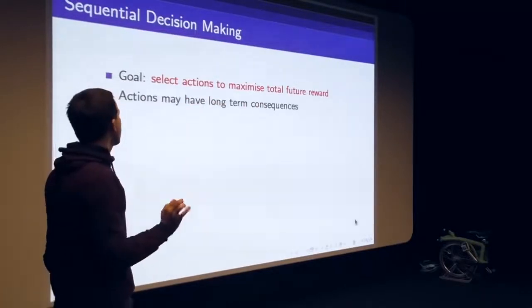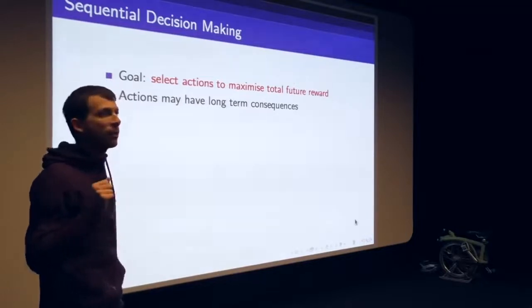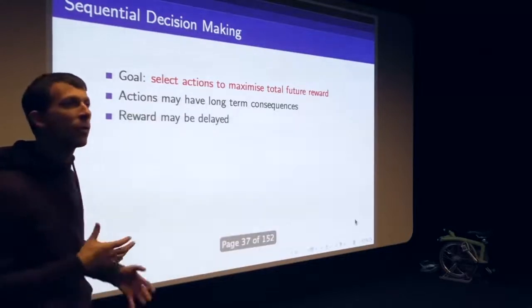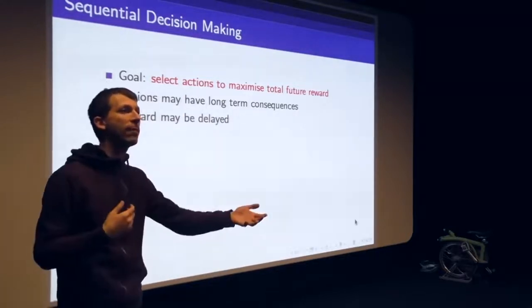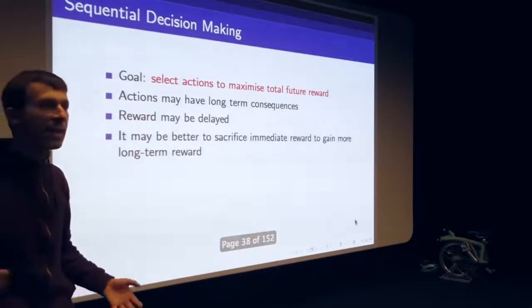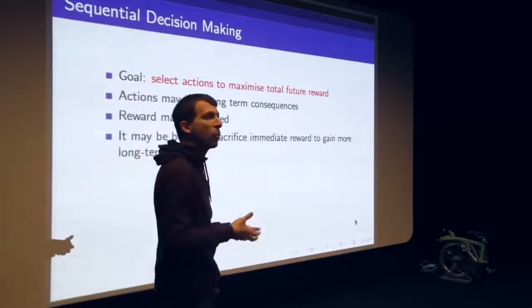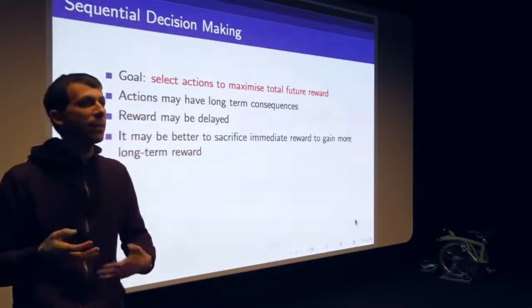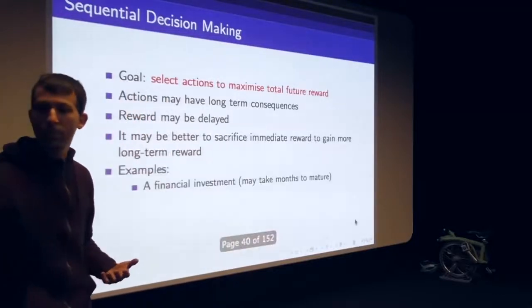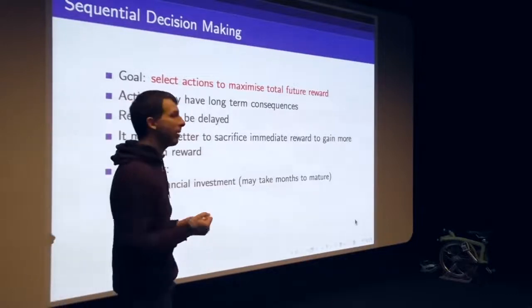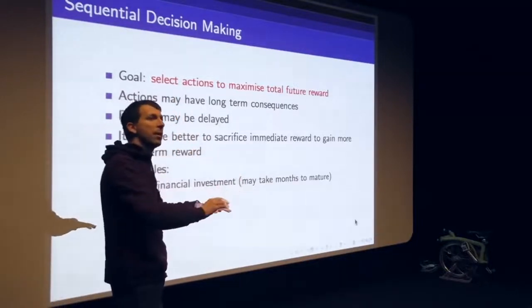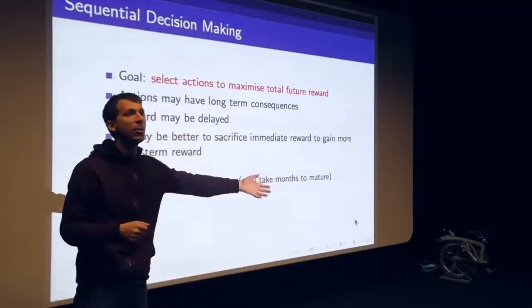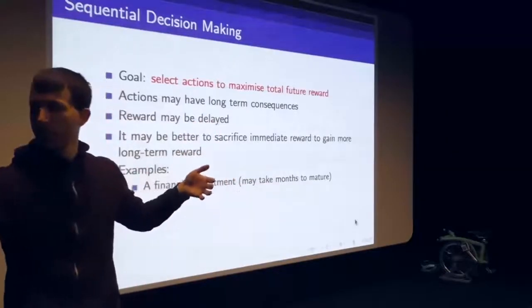And in particular, what that means is that we have to plan ahead, we have to think ahead, because actions may have long-term consequences, and the reward that we get might not come now, it might come at some future step, and sometimes that might even mean that you have to give up some good reward now so as to get more reward later. So you can't be greedy when you do reinforcement learning, you have to think ahead. An example of that would be a financial investment where you have to spend some money now, so you're losing money, but then you believe that later you'll get more money back once this matures.